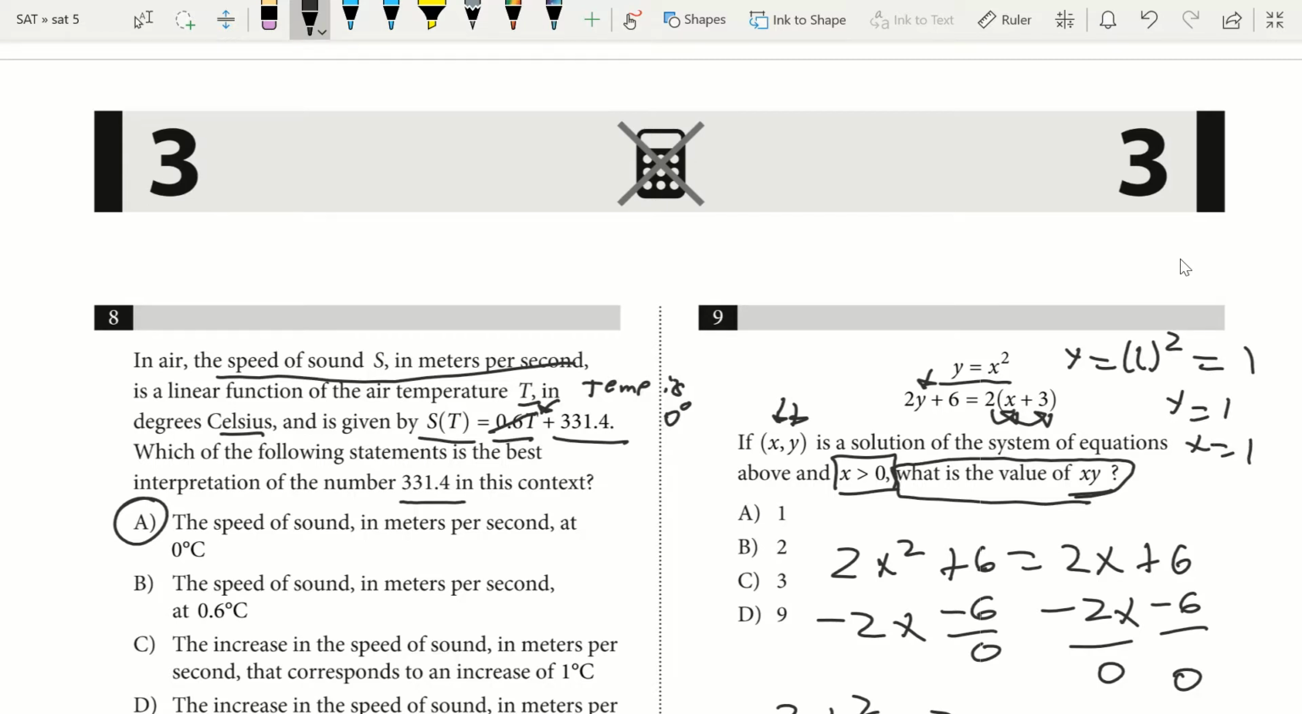We know x equals 1. We're asked for x times y. 1 times 1 equals 1. So our answer is A.